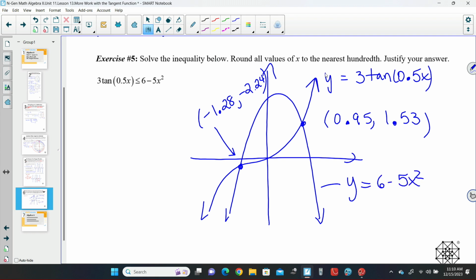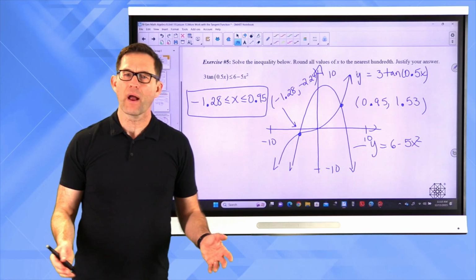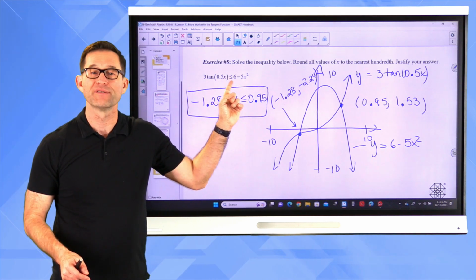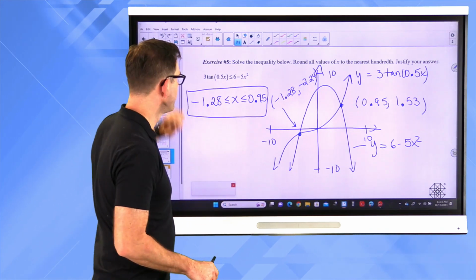I also want to label my window, whatever that window is, maybe negative 10 to 10 and negative 10 to 10. I don't think that's quite what my window is. But then I can say that this is going to be true for all values of x greater than or equal to negative 1.28, less than or equal to 0.95. And again, this is just a reminder, really, of how to solve an inequality graphically. Like, we are literally saying, where is this curve at or below this curve? That's all we're asking.